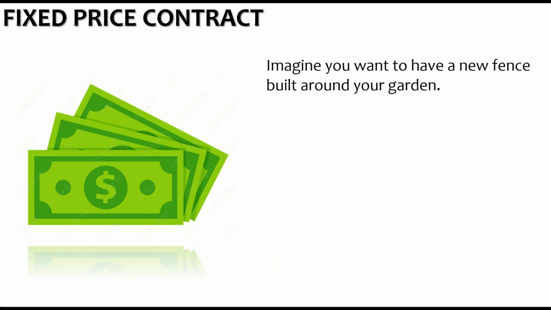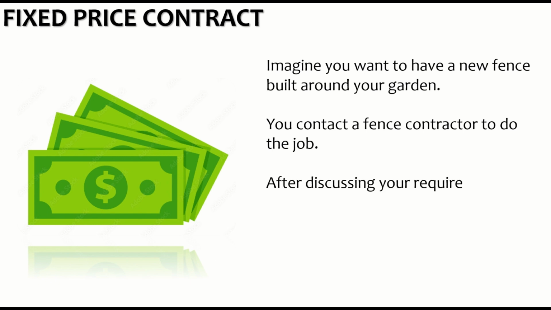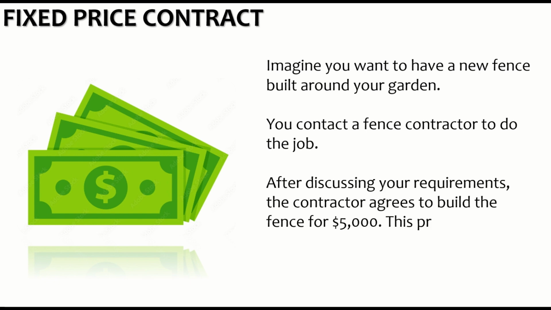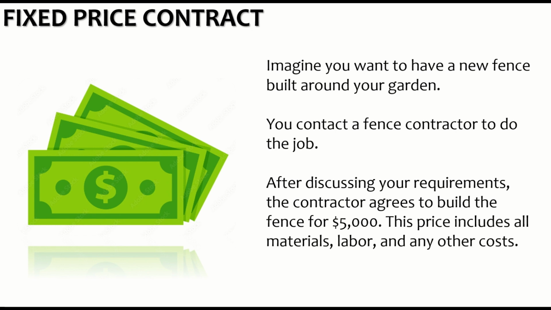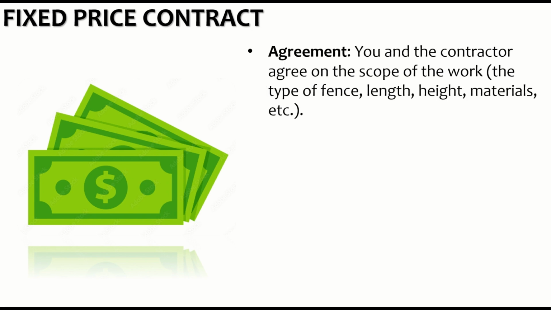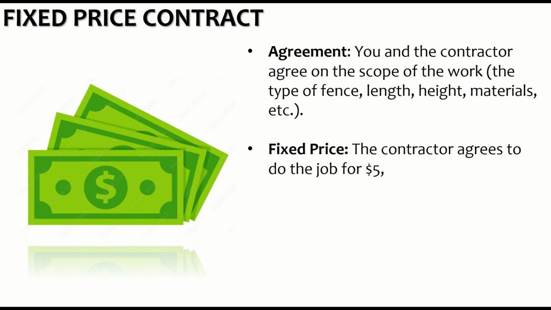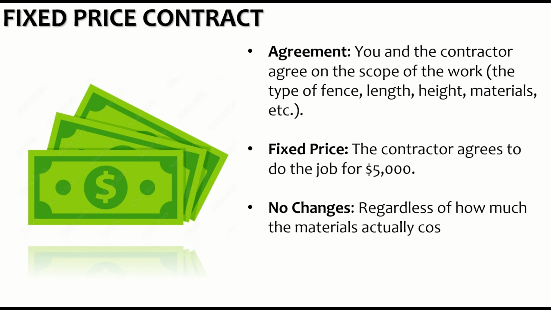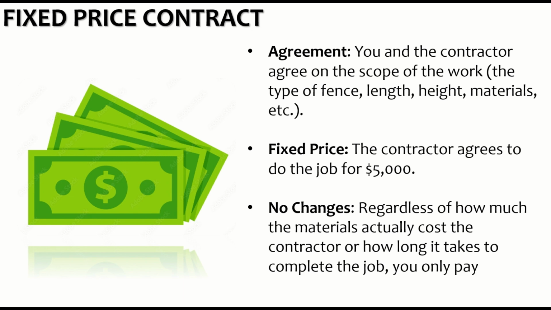Imagine you want to have a new fence built around your garden. You contact a fence contractor to do the job. After discussing your requirements, the contractor agrees to build the fence for, say, $5,000. This price includes all materials, labor, and any other cost. You have agreed with the contractor on the scope of the work, the type of the fence, the length, height, and the materials to be used, etc. And the price is fixed. The contractor agrees to do the job for $5,000, no changes regardless of how much the material actually costs during the execution of the job. You only pay $5,000 for the entire work done.